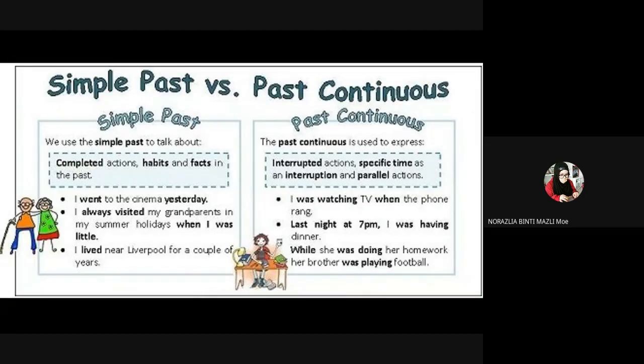For past continuous, we use that to express interrupted actions, specific time as an interruption and parallel actions ni yang tadi tu. Okay, teacher dah ulang tadi balik. I was watching TV when the phone rang. Yang ni when the phone rang pula. I was watching TV when the phone rang. Lagi satu, teacher nak hampa perasan part ni. Kalau perasan lah.